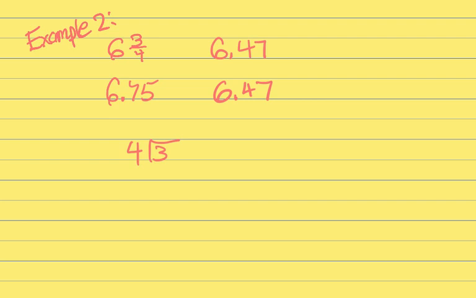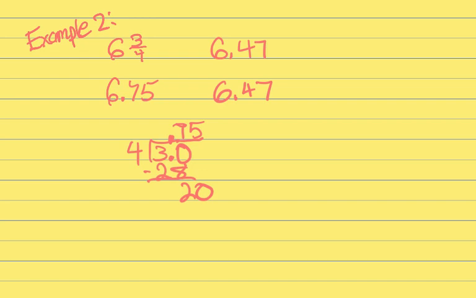So clearly 4 doesn't go into 3, so we're going to have to put a decimal point and add a 0. So 4 goes into 30 7 times. 4 times 7 is 28. And 4 goes into 20 5 times. So that's where the 0.75 comes from. It comes from dividing 3 by 4.